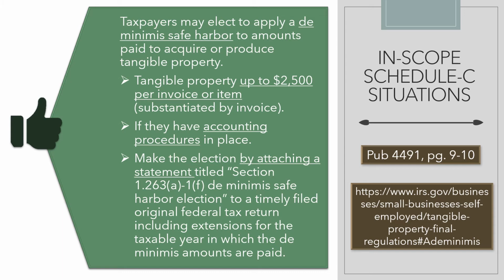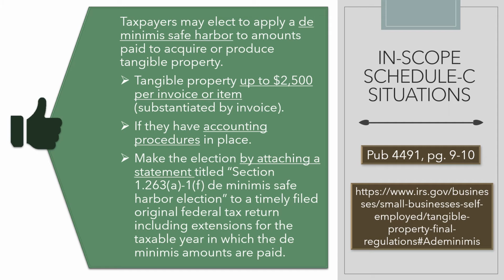However, for our small businesses, if they don't have what's called an applicable financial statement, they don't necessarily have to have this policy in writing, but they do need to be behaving consistently in order for it to be considered having that policy. So they would make this election by attaching a statement that's titled Section 1.263(a)-1(f), De Minimis Safe Harbor Election, with their timely filed original federal tax return, and that timely filing includes extensions for the taxable year in which the de minimis amount is paid.